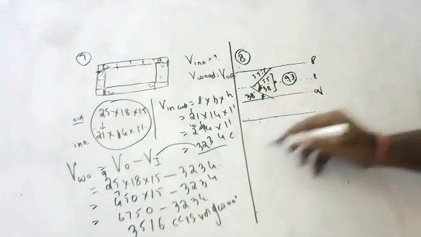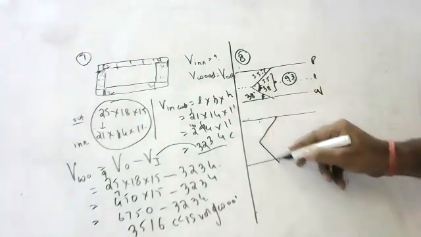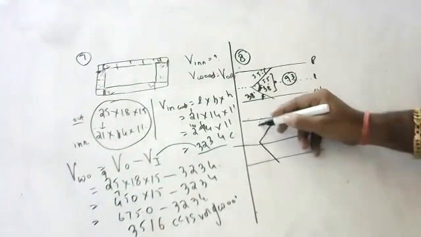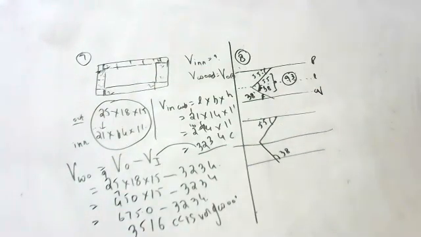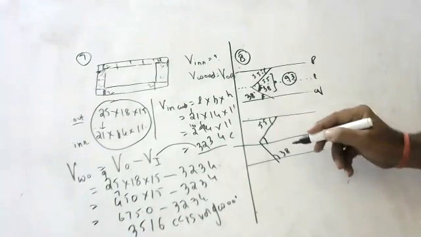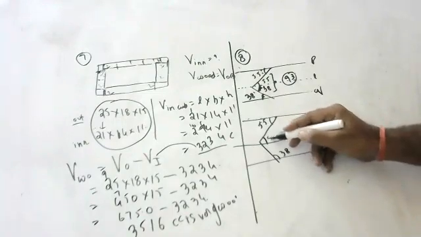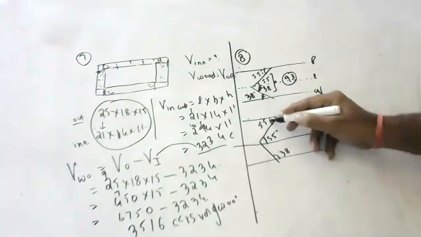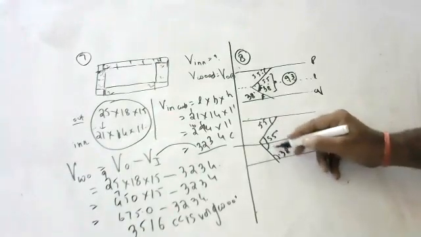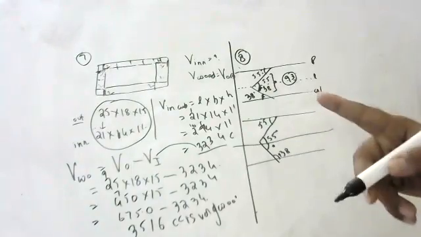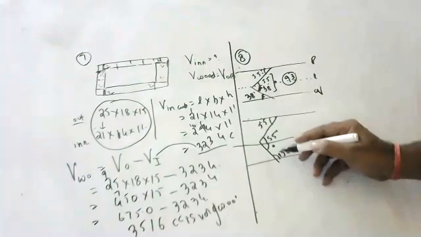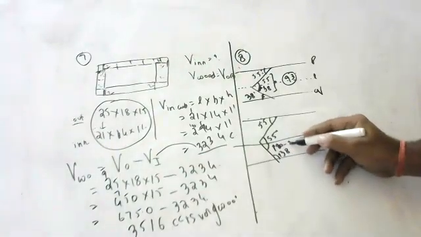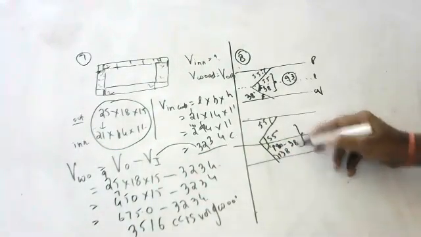93. Okay. Suppose if they give it like this, you should be very careful. If this is 55 and this is 38, this will be 55 only, because alternate. But this will be 180 minus 38. So 180 minus 38 you should do, and whatever you get, you should add.